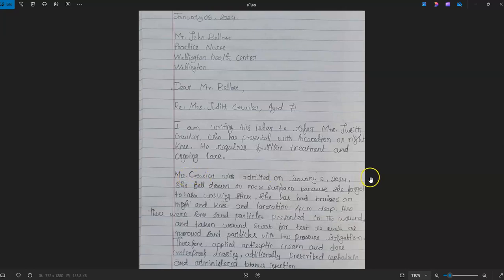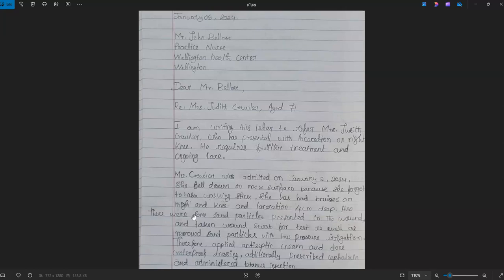So Mrs Crawley was admitted to Johnson in 2024. She fell down the rock surface because she forgot to wash it. She has had bruises. She had bruises on the thigh and the knee, and a 4 centimetre deep laceration. Sand particles presented in the wound. What's that got to do with me? And a wound swab was taken, should be passive, for testing, as well as removed sand particles. So you've got mixing of information here. Although there was some sand particles presented in the wound, as well as removed.